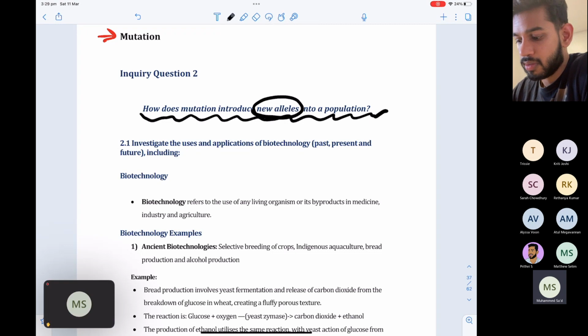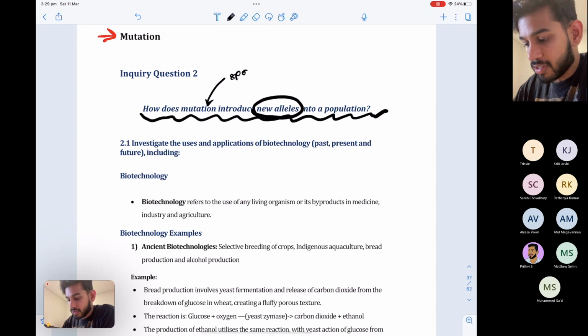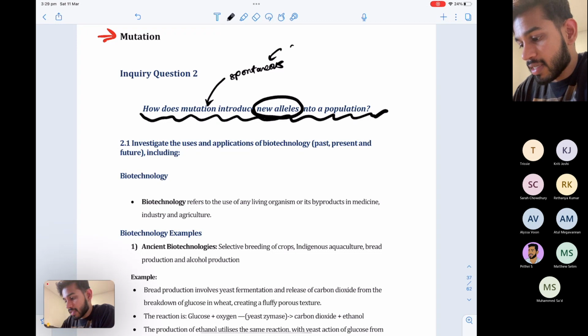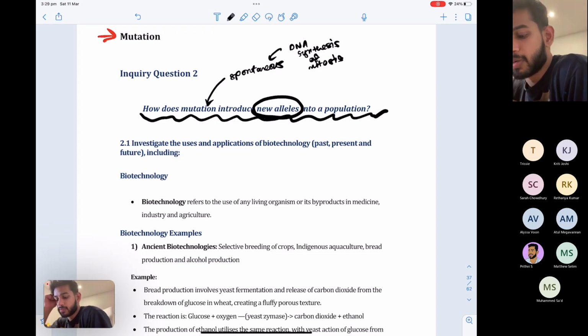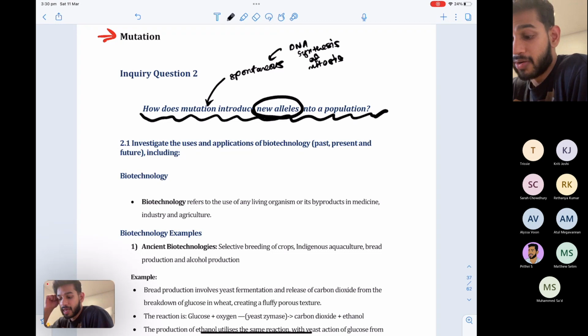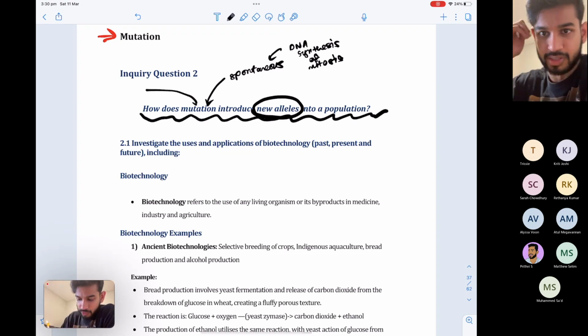From mistakes that occurred randomly that create new alleles. Good. So you've said that mutations can occur randomly. So spontaneous mutations are what we're talking about there, which occur from errors in DNA synthesis of mitosis. Okay, sure. How does mutation introduce new alleles into a population? Yes, through spontaneous errors during DNA synthesis. But how else do mutations arise, everyone? You all learned this as well.